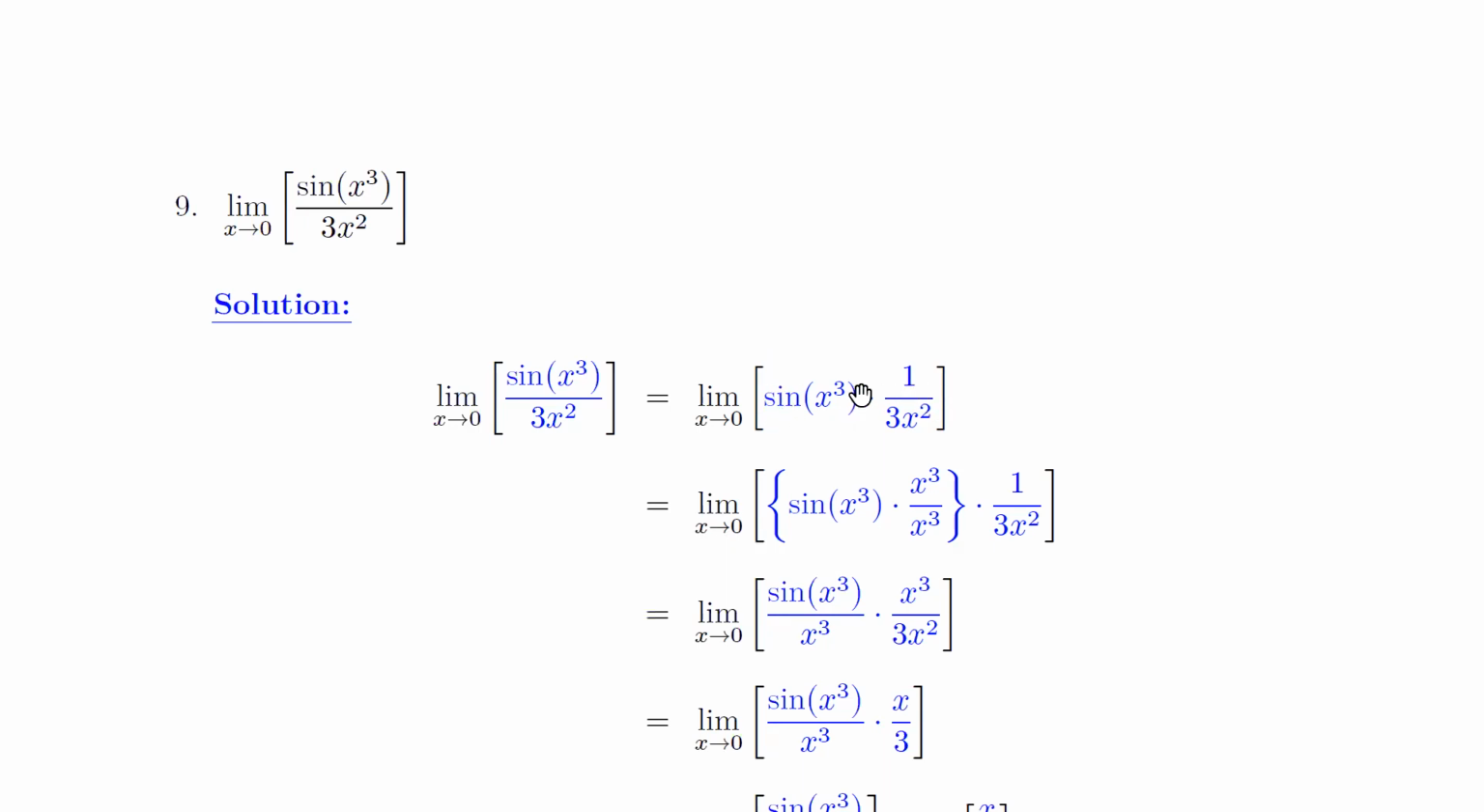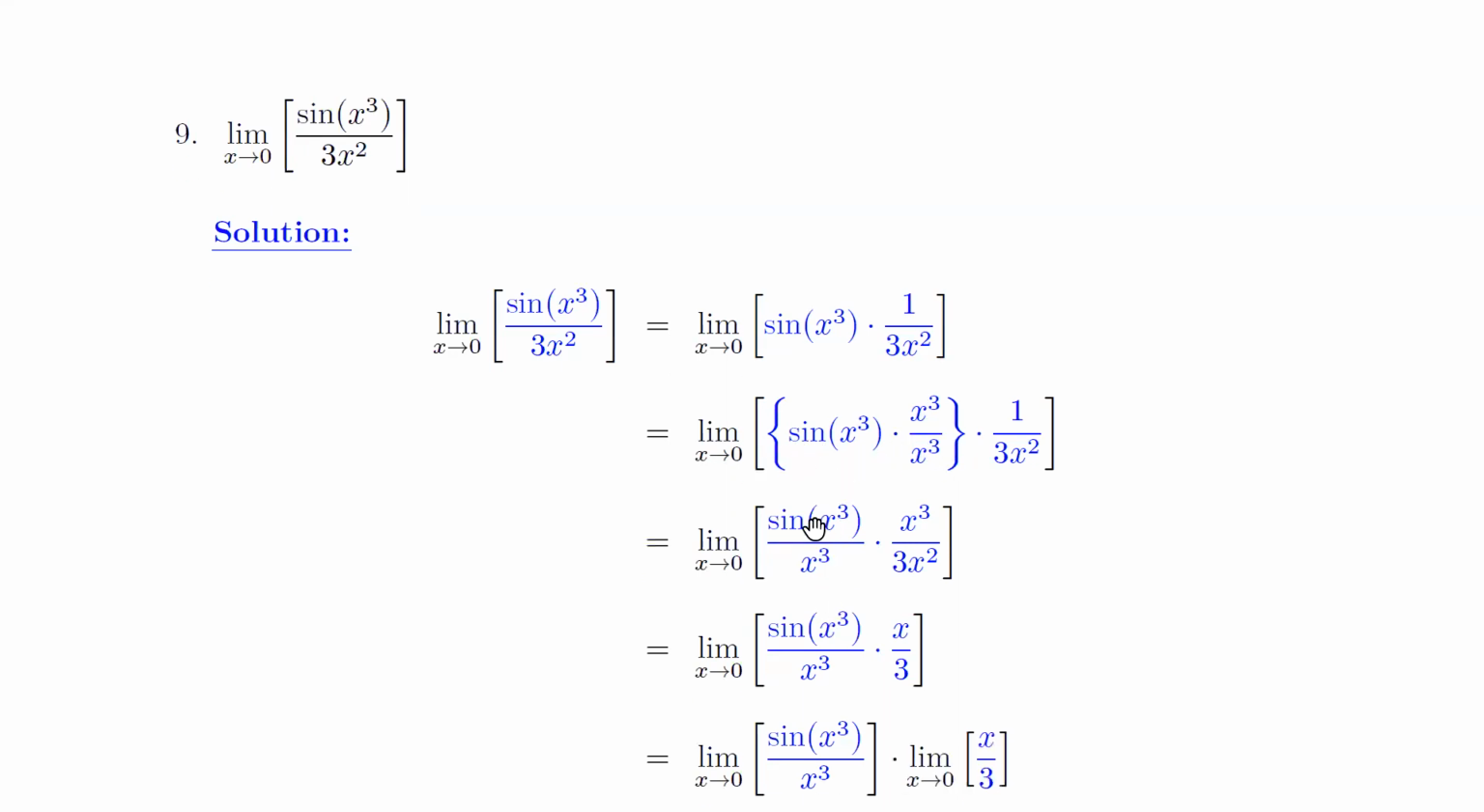And then for this sine x cubed, what I'm going to do is multiply above and below by x cubed, because I want an x cubed in the denominator. But I can't just introduce that, right? If I introduce it in a denominator, I need to have it in a numerator as well. So this here is what I would do. Then I would take this x cubed in the denominator and write it under the sine x cubed. And this remaining x cubed in the numerator goes with this 1 over 3x squared. We could simplify that, and it gives us x over 3.